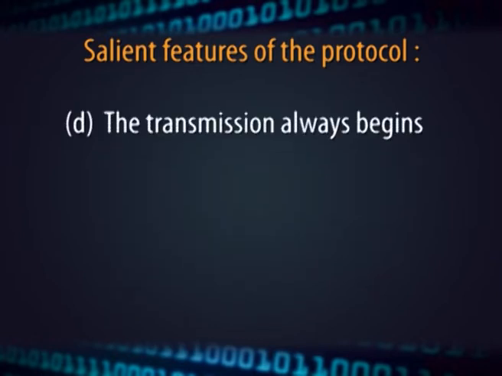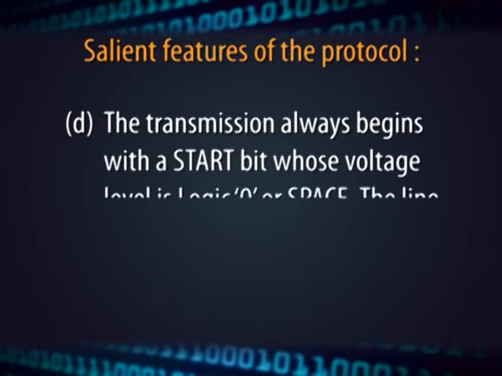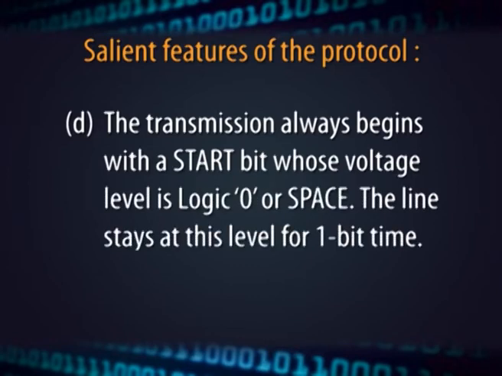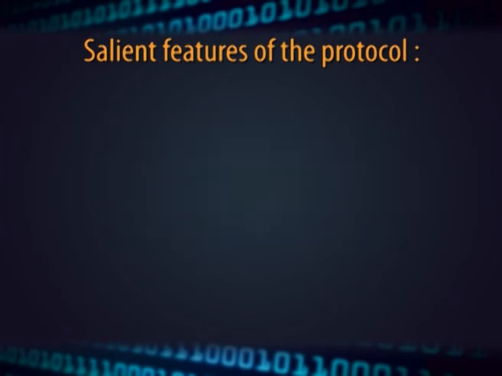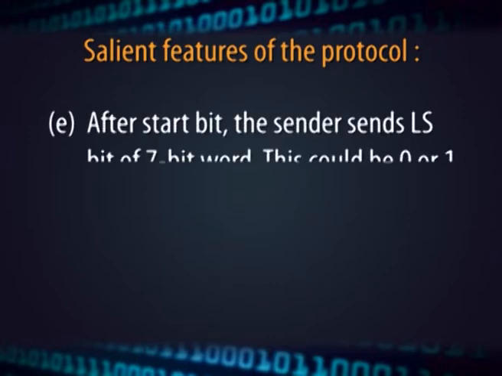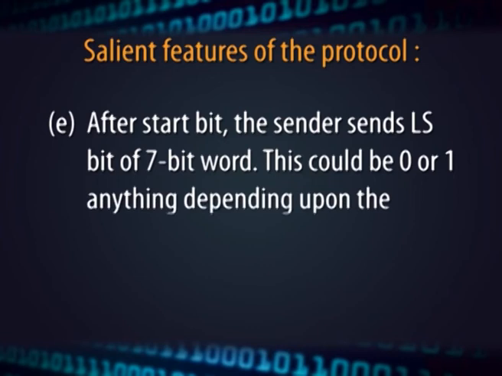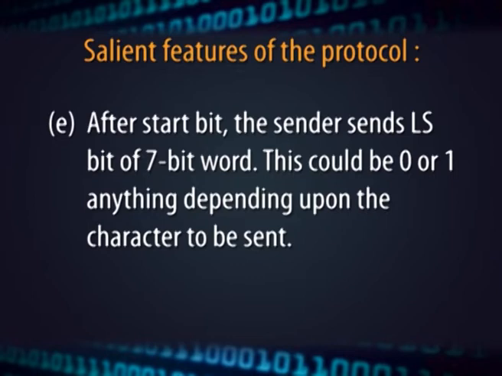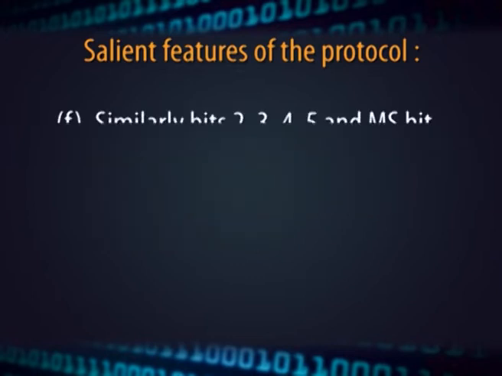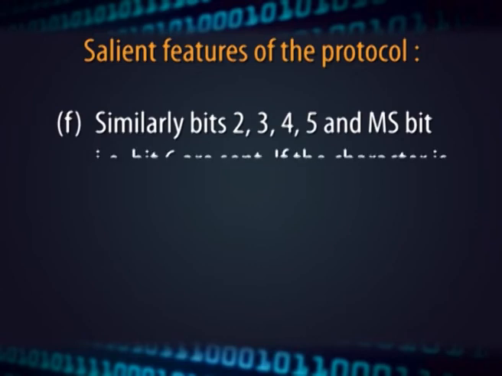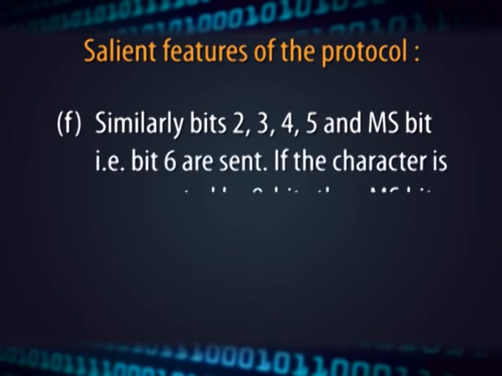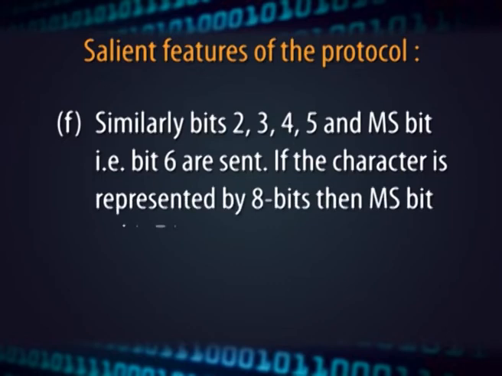D. The transmission always begins with a start bit whose voltage level is logic 0 or space. The line stays at this level for 1 bit time. E. After the start bit, the sender sends the least significant bit of the 7-bit word. This could be 0 or 1, anything depending upon the character to be sent. F. Similarly, bits 1, 2, 3, 4, 5 and the most significant bit, that is bit 6, are sent. If the character is represented by 8 bits, then the most significant bit or bit 7 is sent.